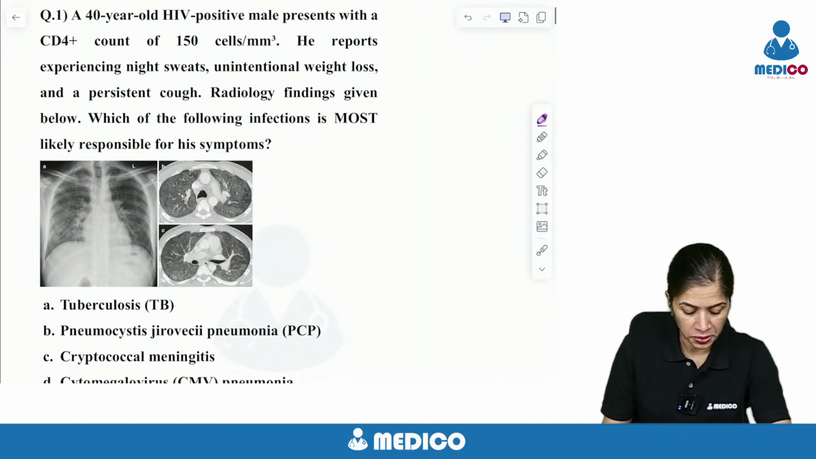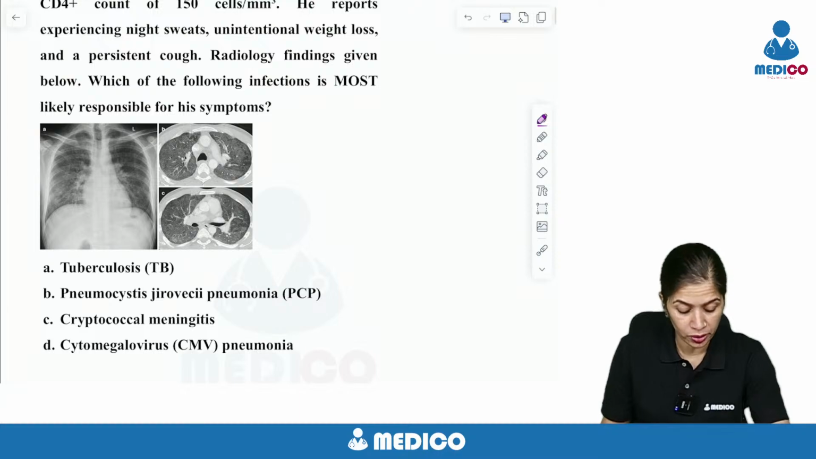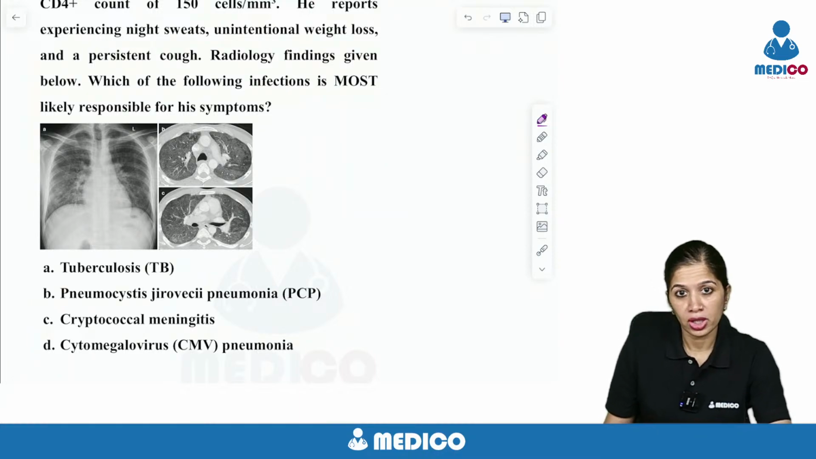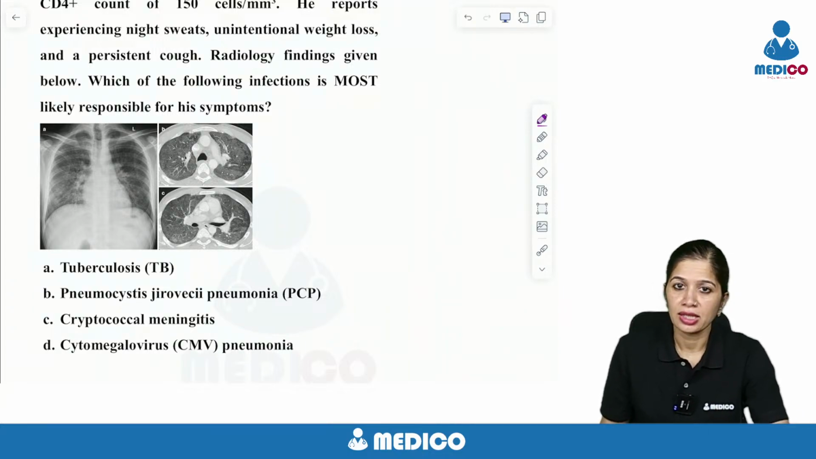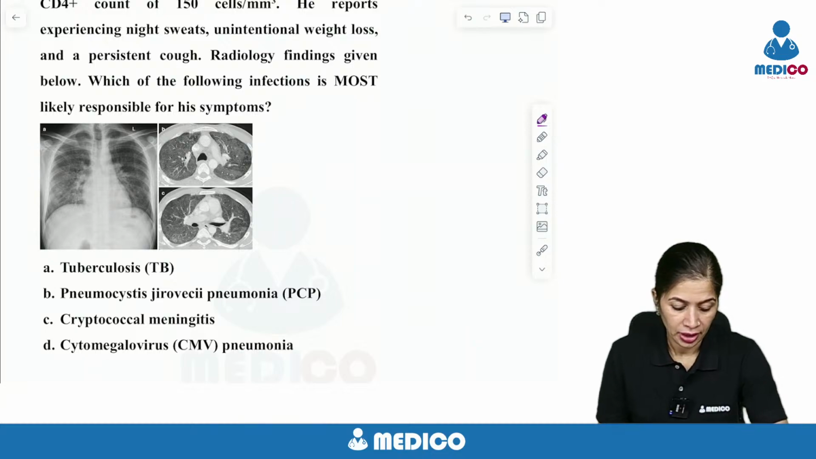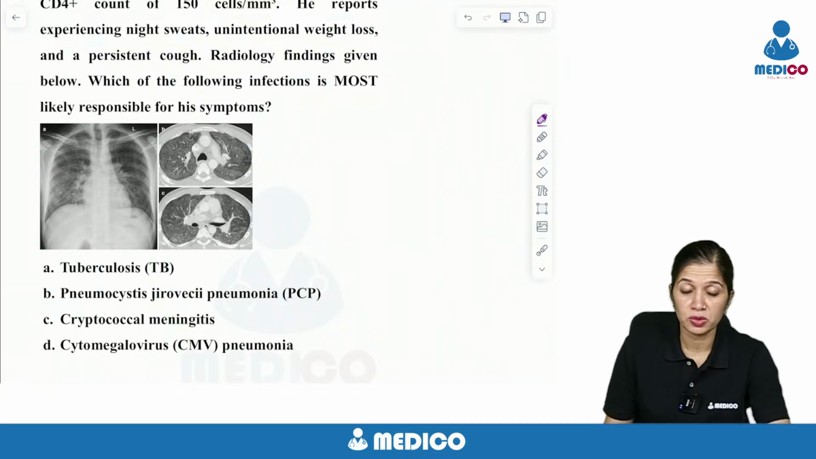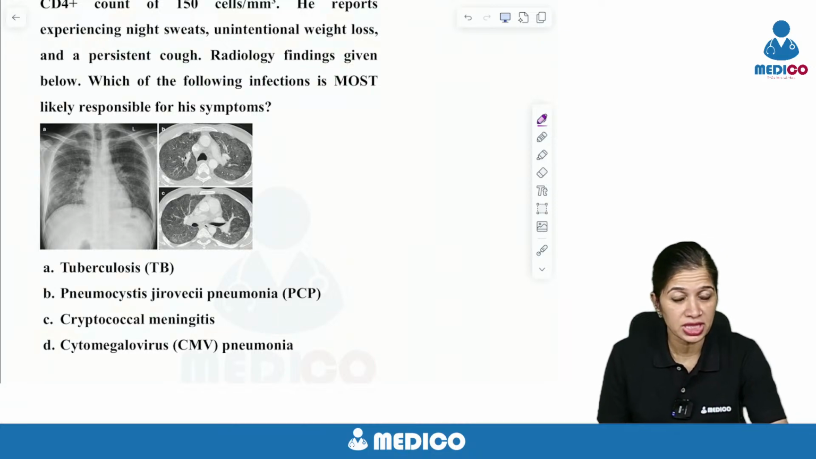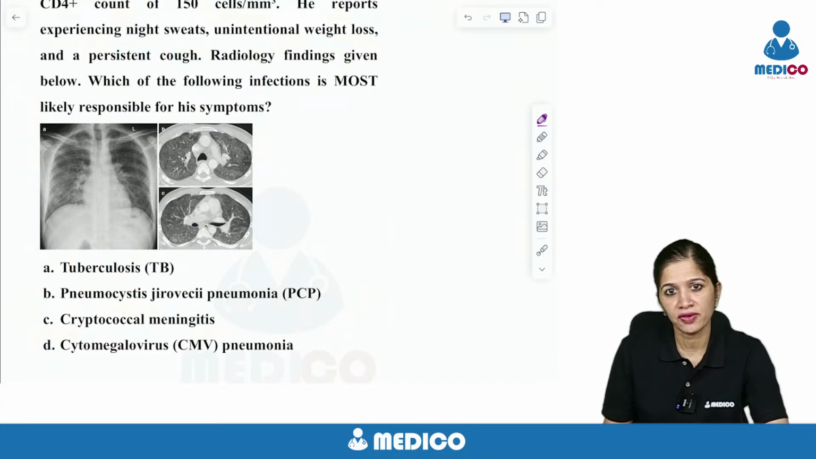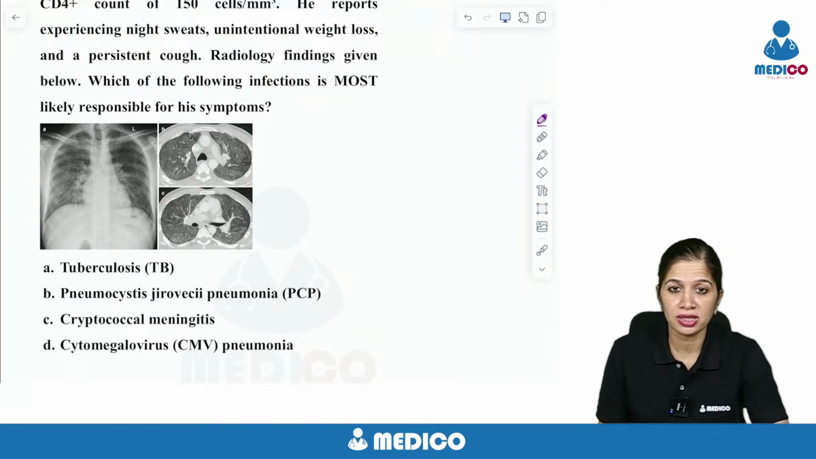And what are the options that are given? You've got tuberculosis, pneumocystis jirovecii pneumonia, cryptococcal meningitis, but I think it's actually cryptococcal pneumonia, and cytomegalovirus pneumonia. So one thing you must remember is it's an HIV positive male patient with a CD4 count of 150 cells per millimeter cube, and they have given that he has respiratory symptoms.